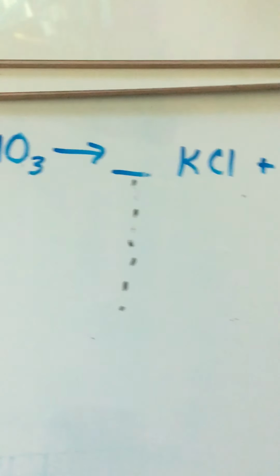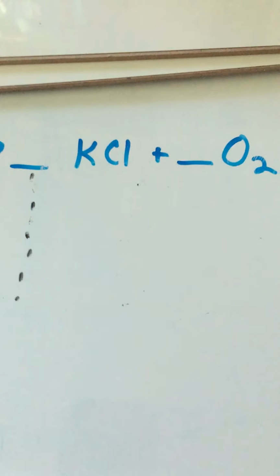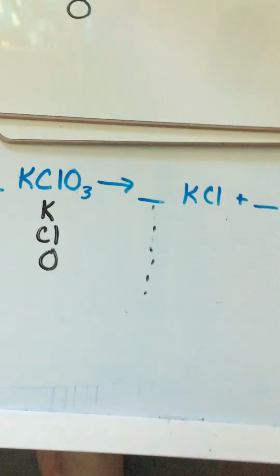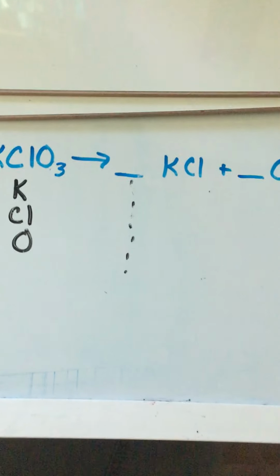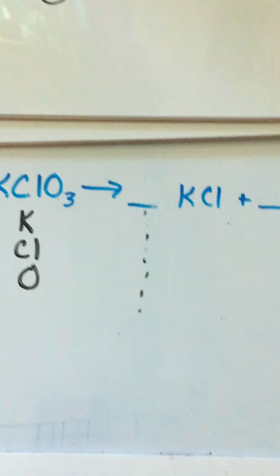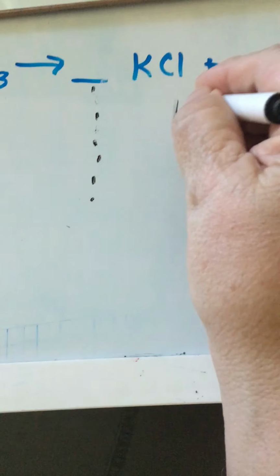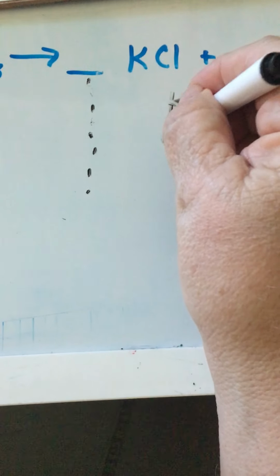KClO3 yields KCl and O2. So the first thing we do is what we practiced last week. We write each element we see on this side, and then we copy and paste it to the product side.